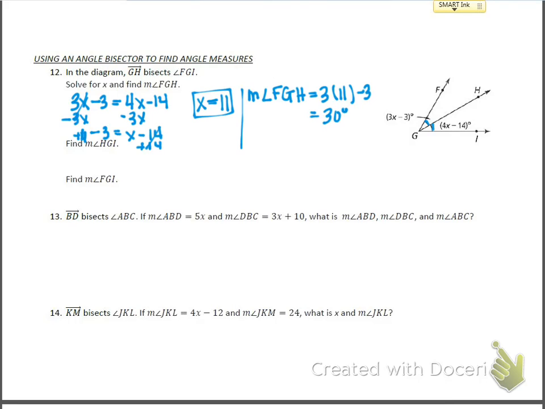So guys, what's the measure of HGI? 30. Also 30 degrees. So, what's the measure of angle FGI? The big angle. 30 plus 30, which is 60. Okay? What is one way that you can double check that we did all of our math correctly? You can add them up. We can also take X and plug it into HGI and make sure that it comes out to 30 as well.